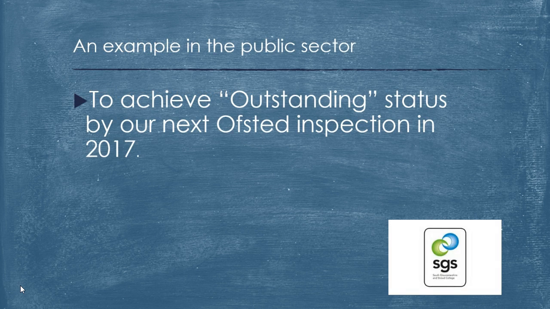So for example, in the public sector, you could look at something like SGS, as we talked on, to achieve outstanding status in our next Ofsted inspection in 2017. That's an example of a SMART objective. For example, the outstanding part is something very specific. By the next Ofsted inspection, it's quite realistic.